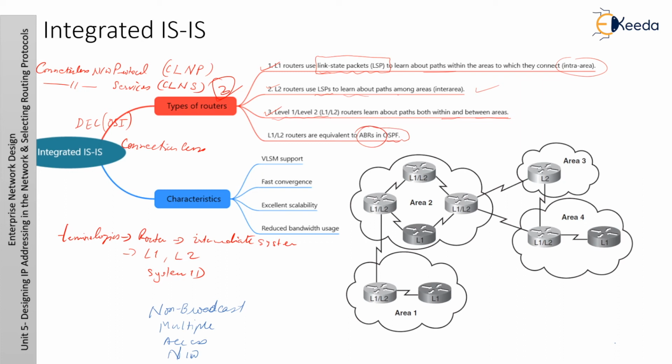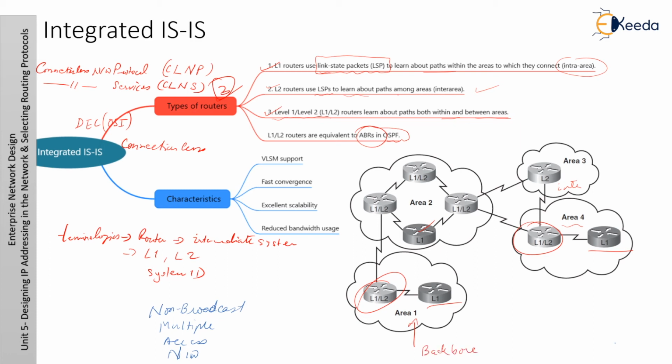Now area border routers, ABR. Now come to this particular figure. It shows the three types of routers. In area 2, L1/L2 is there. Here in area 2, L2 means inter-area. In area 4, both L1/L2 and L1 are there. This is the topology. So the path of connected L2 and L1/L2 routers is called the backbone. Okay, so this is called the backbone.